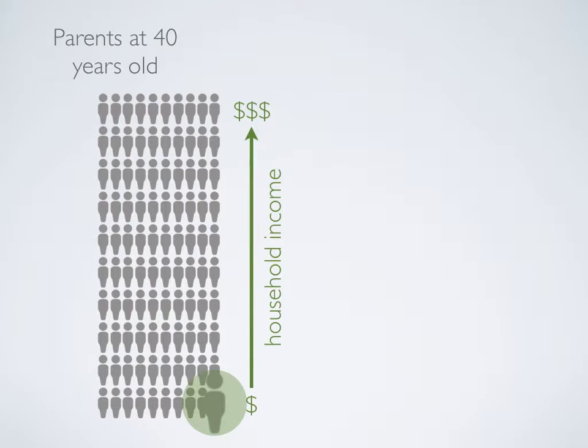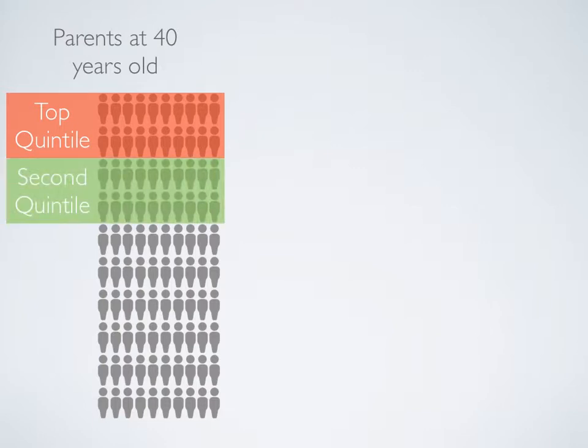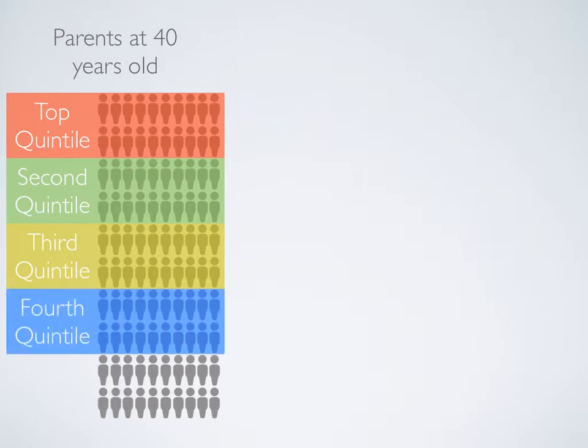Relative status is typically understood in terms of quintiles, whereby the population is divided into 5 equally numerous groups. The top fifth, encompassing the highest earning 20% of this group, is the top quintile. The next 20% is the second quintile. The middle 20% is the third quintile, and so on. Now, to understand income mobility, we need to look at the chances that the children of these parents will end up in a different quintile when they reach the age of 40.